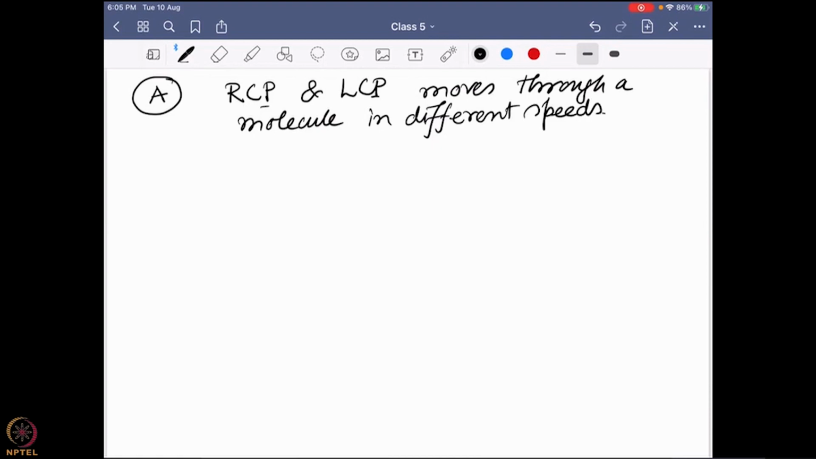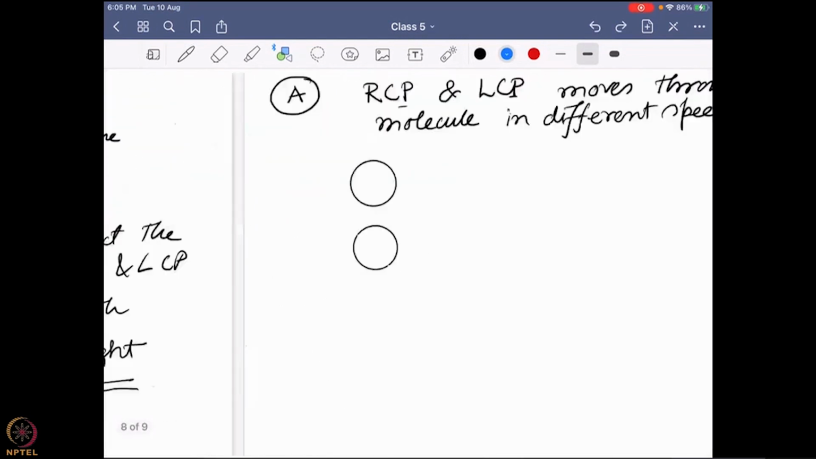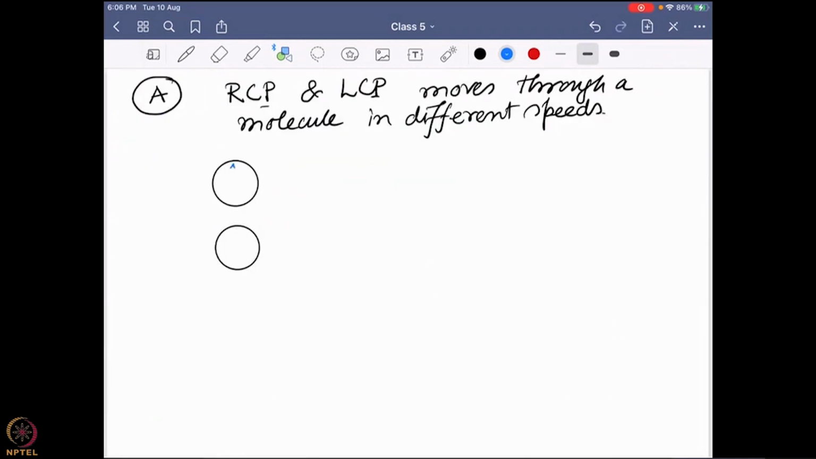So what do I mean by that? Say before I start, I have two different lights. One is the... okay, what is the color? So blue is for the RCP. This is moving on this side, and red is for the LCP moving on this side. So this is the LCP and this is the RCP.